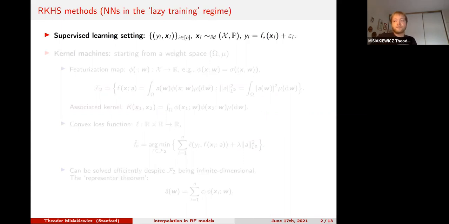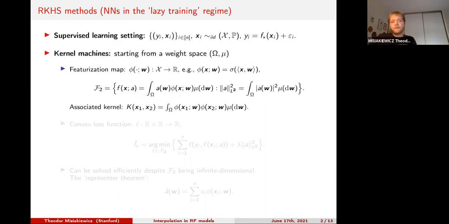We consider the non-parametric supervised learning setting. We are given n data points (xi, yi), where the covariate vectors xi are i.i.d. sampled from a probability space X, and the response variables yi are a noisy measurement of a target function f star. A popular method to fit this data is kernel machines. Here I'll give a different construction of reproducing kernel Hilbert space, different from the one usually given during lectures. We start from a weight probability space Omega with measure mu.